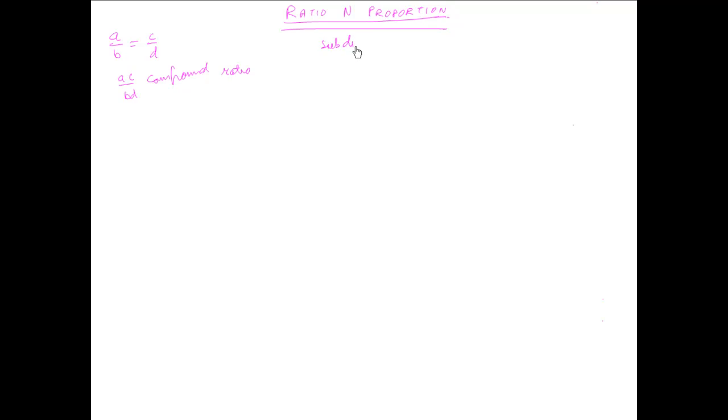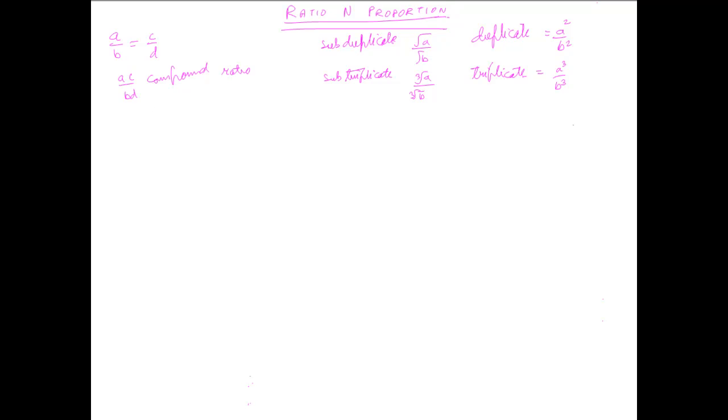Subduplicate would come out to be root of A upon root of B or root of C upon root of D. Subtriplicate would come out to be cube root of A upon cube root of B. Same way, duplicate would come out to be A squared by B squared, triplicate would come out to be A cube by B cube. Compound ratio means to multiply numerators and denominators.